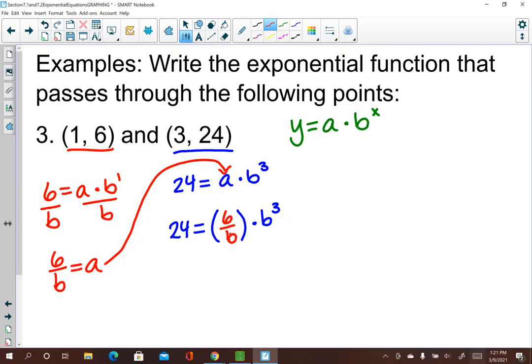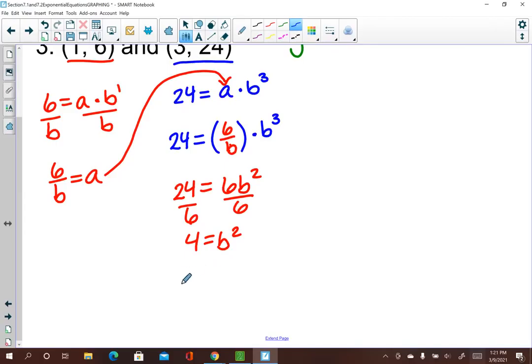Using our knowledge from the last unit, subtract those exponents, so we get 24 is equal to 6b squared. Divide by 6 on both sides. 4 is equal to b squared. Take the square root of both sides. b is equal to 2. Now we had a condition where b had to be a positive number. So normally when you're solving a square, you would say that's equal to plus or minus the square root. But because of that condition with exponential functions, b is only equal to the positive version of that.